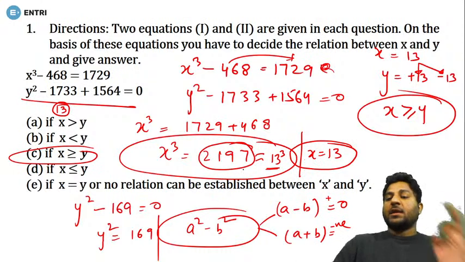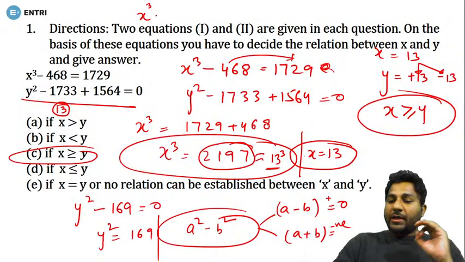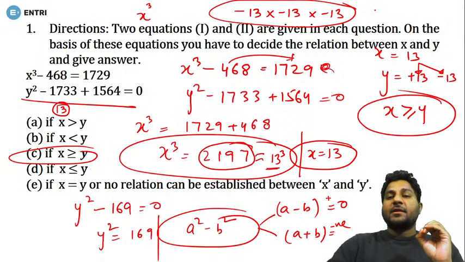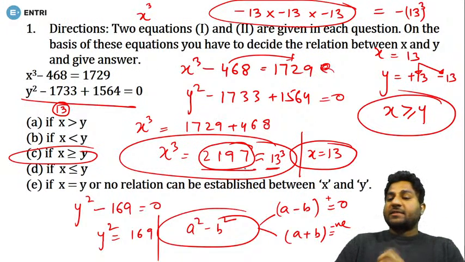Remember one thing, that whenever you have a power of x, no, it will not be equal, because minus 13 into minus 13 into minus 13 will make it again minus 13 cube. Okay, so remember, we are not getting minus 13 cube because we are getting only 2197 in terms of positive.